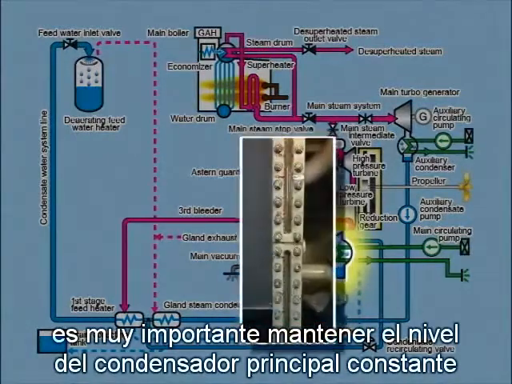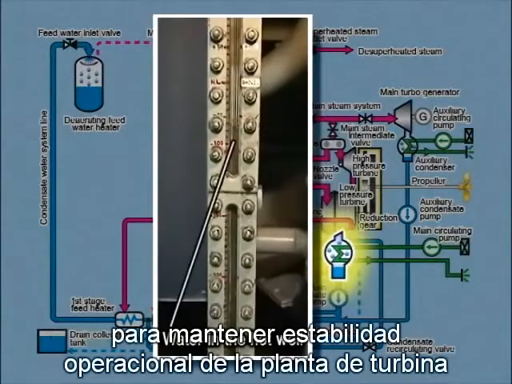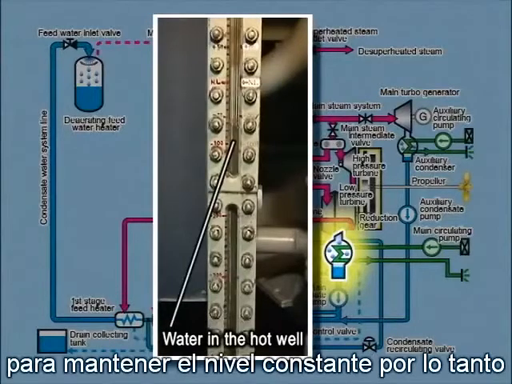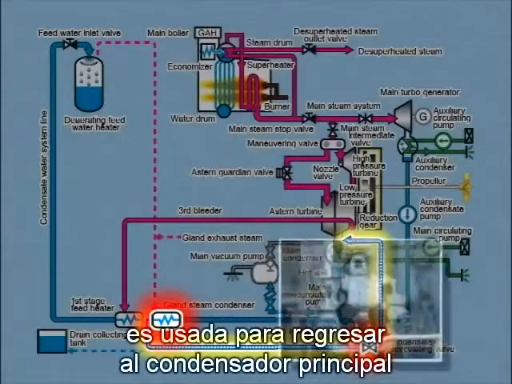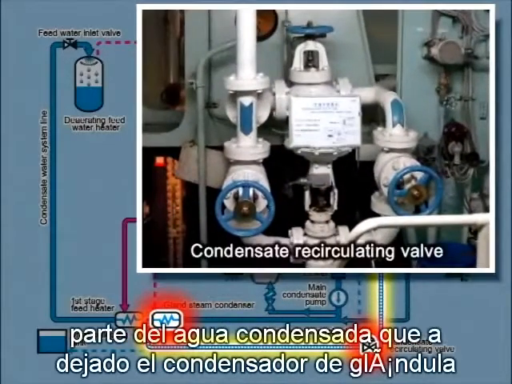It's very important to keep the level of the main condenser constant to maintain operational stability of the turbine plant. To keep the level constant, therefore, the condensate recirculating valve is used to return to the main condenser some of the condensate water that has left the gland condenser.